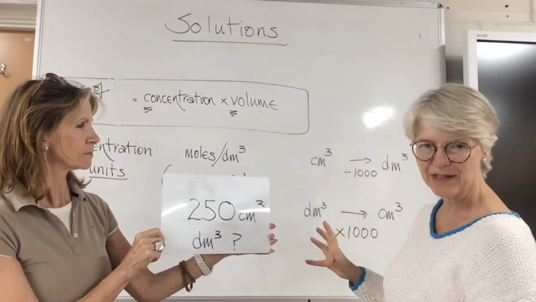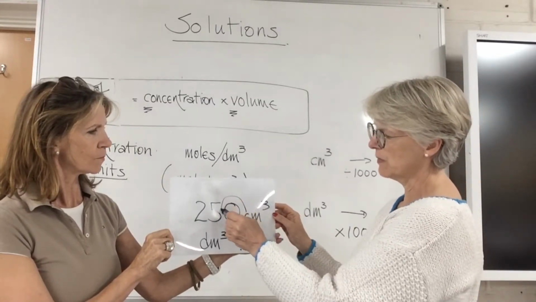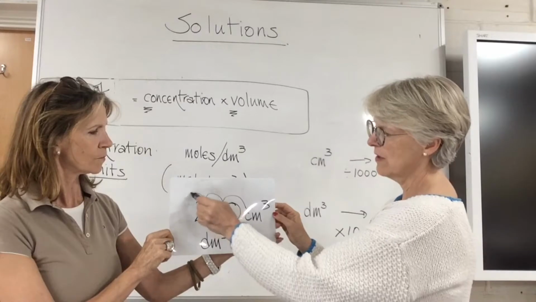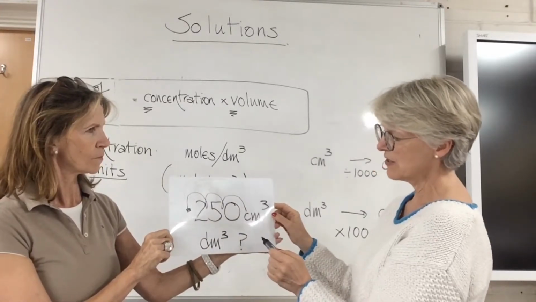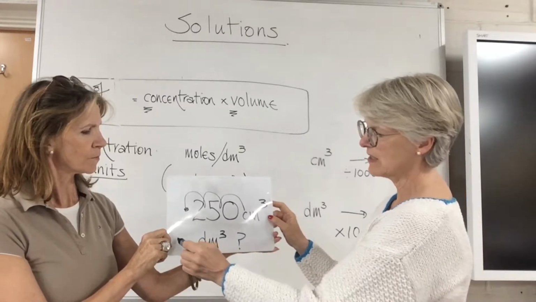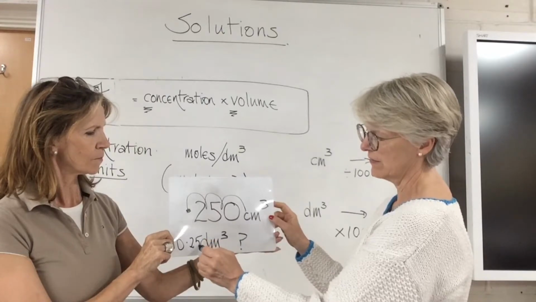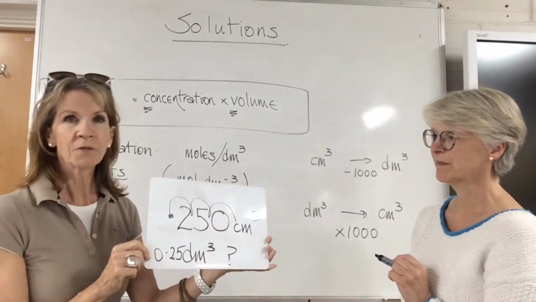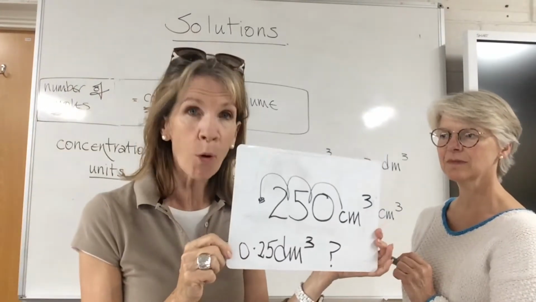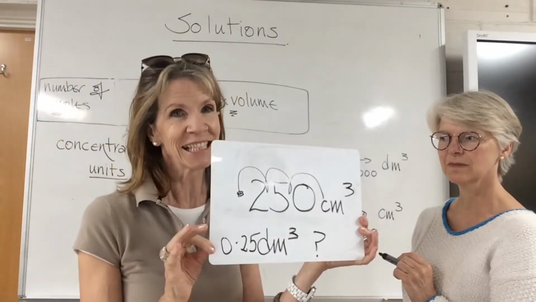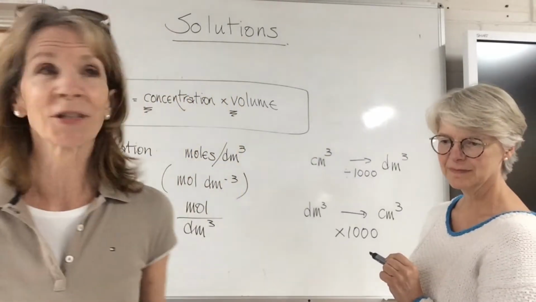Now I divide by 1,000 in a very simple way. I take my decimal point and I go 1, 2, 3. So my decimal point now moves to here. So in terms of dm cubed, it's going to be 0.25 decimetres cubed. Perfect. So that's 250 divided by 1,000, which gives you 0.25 dm cubed. Yes, I think you're correct. Okay, let's do another one. Let's move on to the next point.